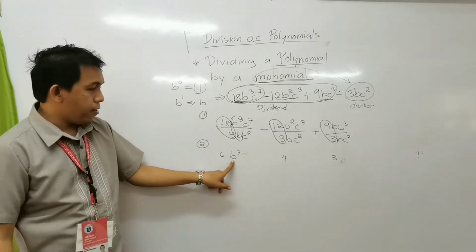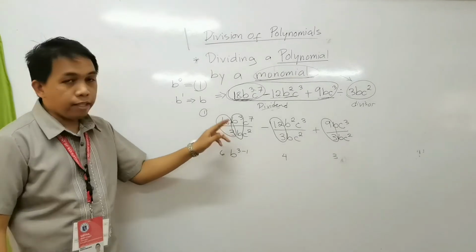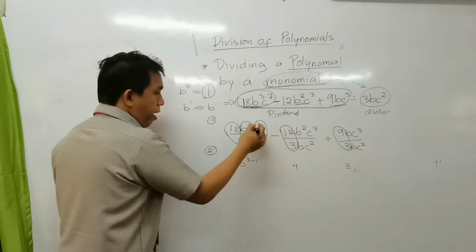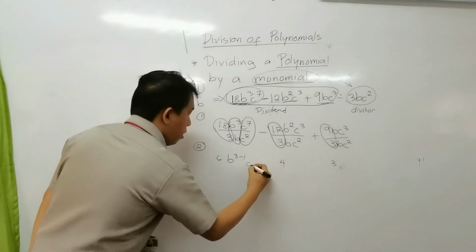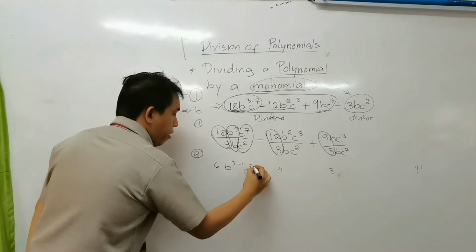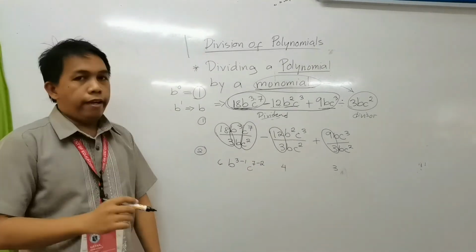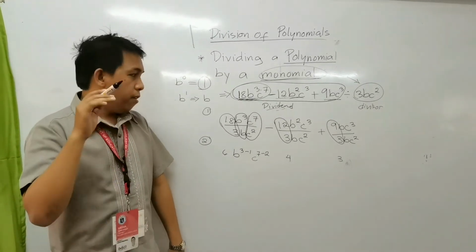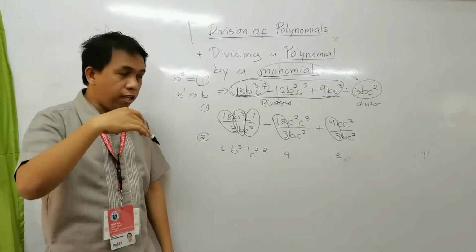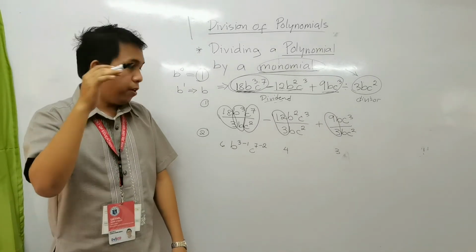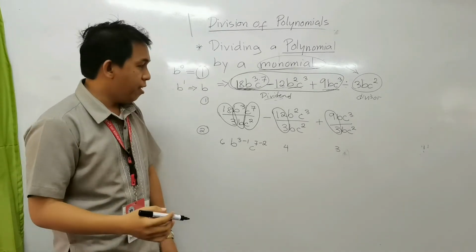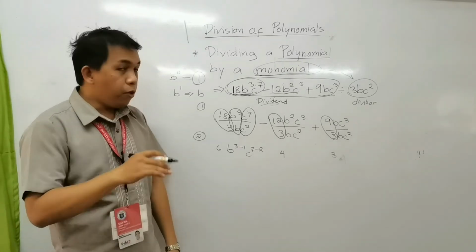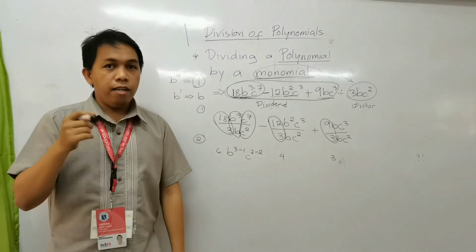I only write the same letter for the two of them. Next, they also have c in common. So we have c, then 7 minus 2. And now, the question is, why do we use subtraction? Because in the laws of exponent, if you are dividing monomials, then we are subtracting their exponents. If we are multiplying monomials, then we are adding their exponents.